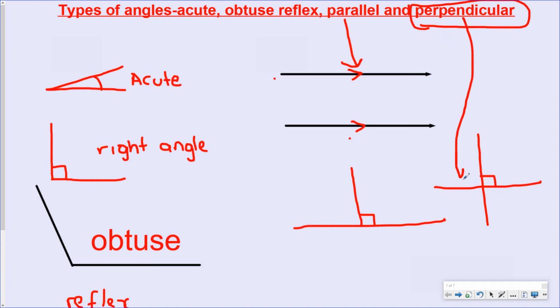Perpendicular goes to this. And perpendicular goes to this. Okay? So perpendicular means 90 degrees. Parallel means never, right? They never what? Never meet. Let's have a look now.